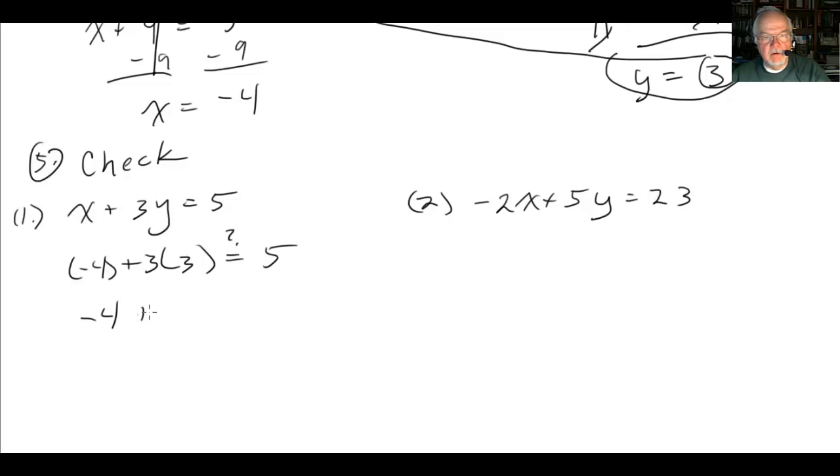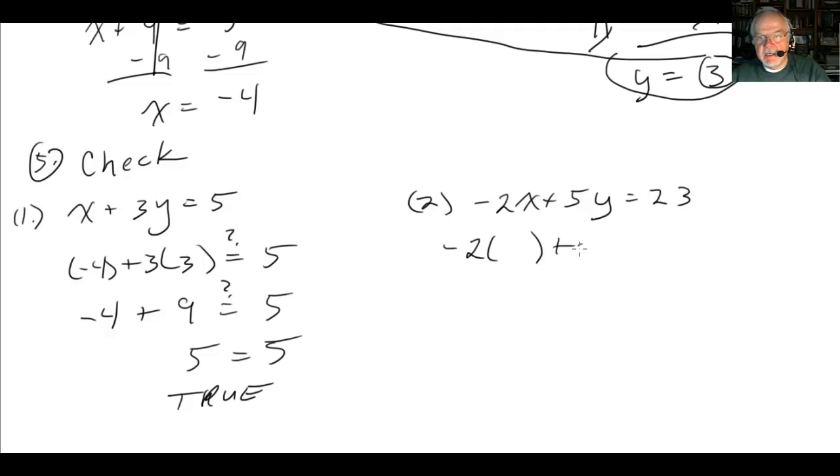Minus 4. 3 times 3 is 9. Does that equal 5? Yes, of course. I end up with 5 equals 5. So this equation is true, which means x equals minus 4, y equals 3 is a solution for at least the first equation, but it also has to be a solution for the second equation. So we have to check that one too.